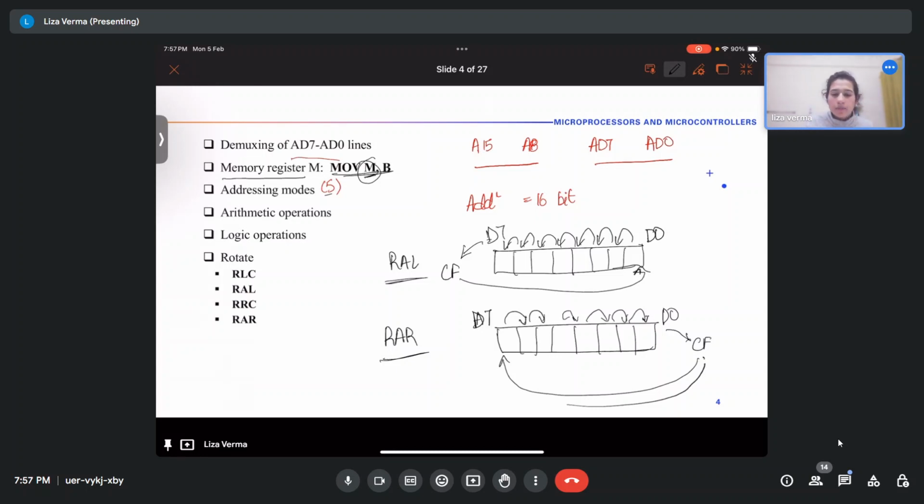Is it understood? Yes, ma'am. Anyone else who has not understood this?